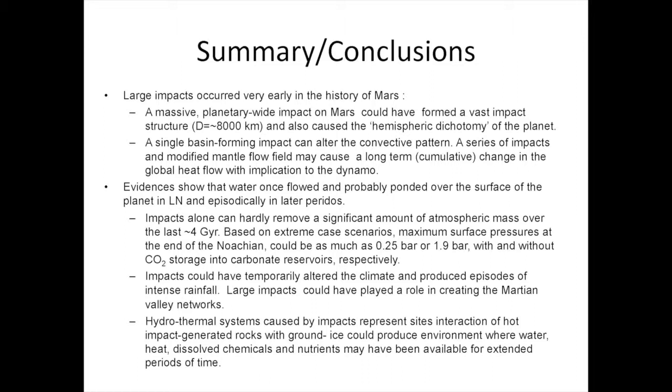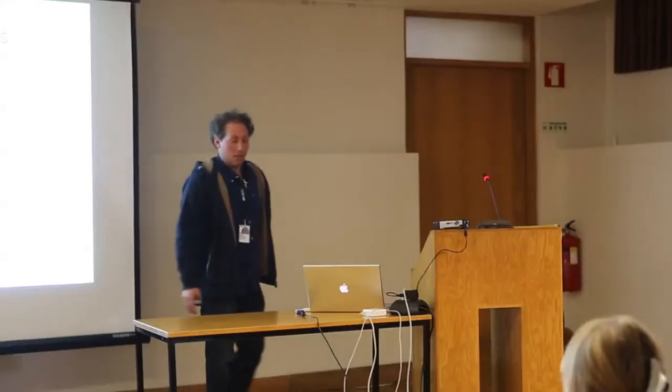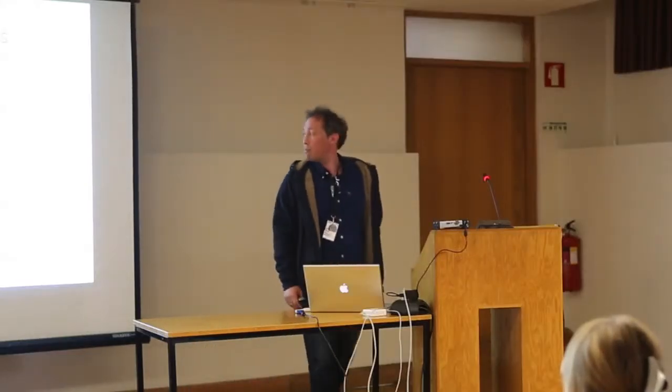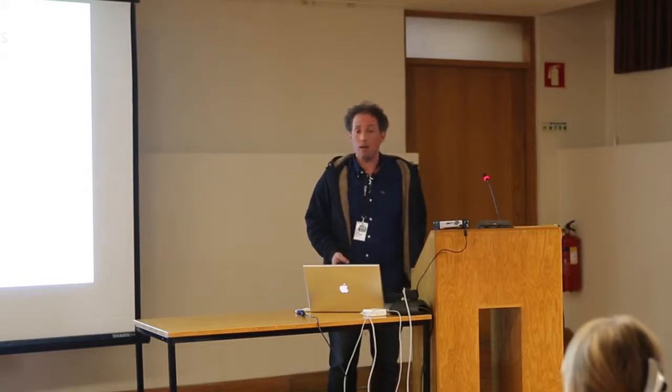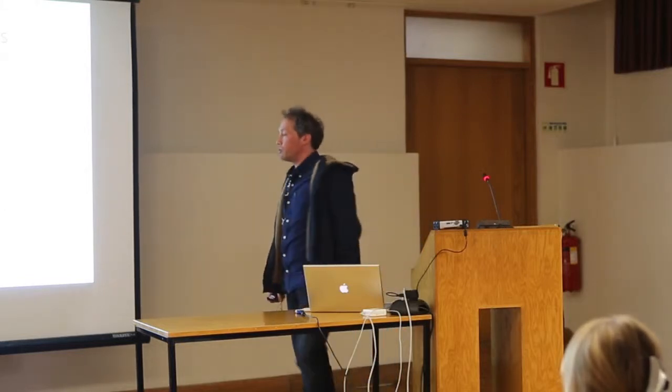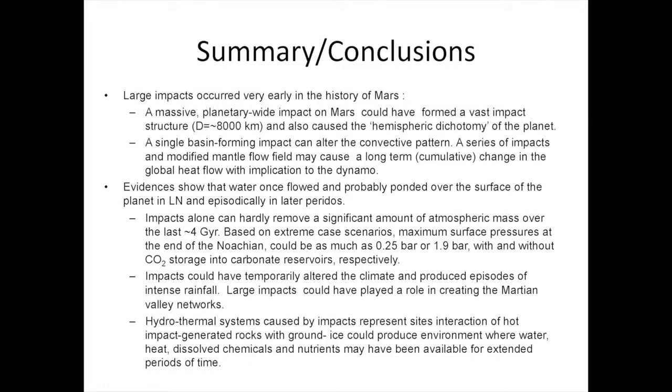And maybe most interesting are the hydrothermal systems, which may already exist in a dry and cold climate of Mars, like we have today, and may allow interaction of the hot rocks with the ground ice and provide an environment where you can have water, heat, chemicals, and nutrients for an extended period of time.